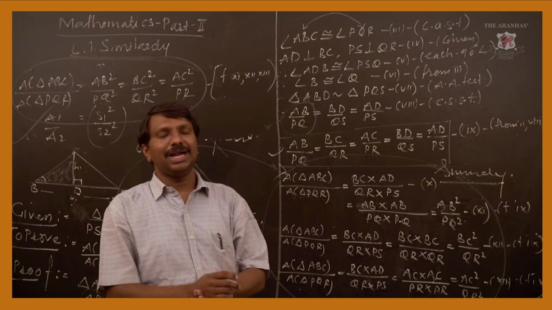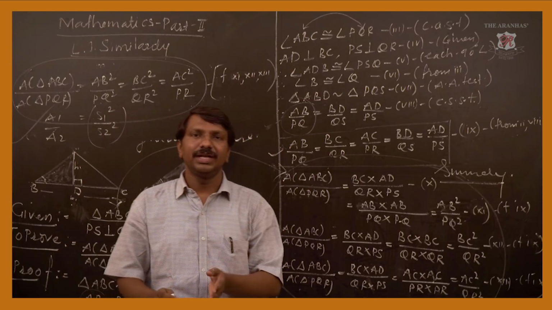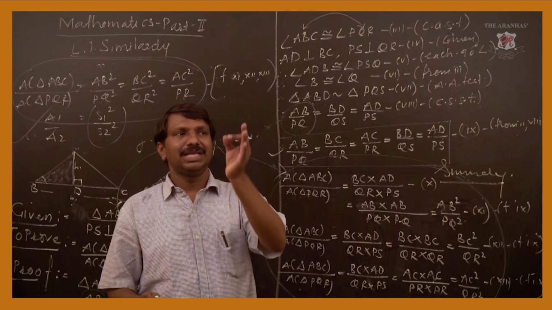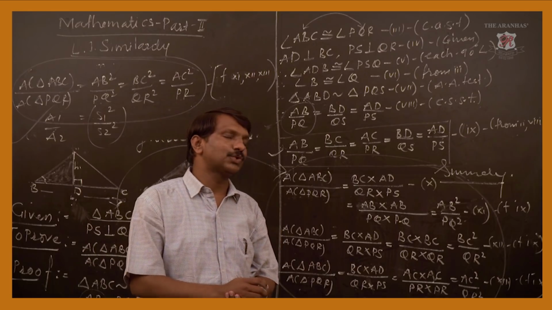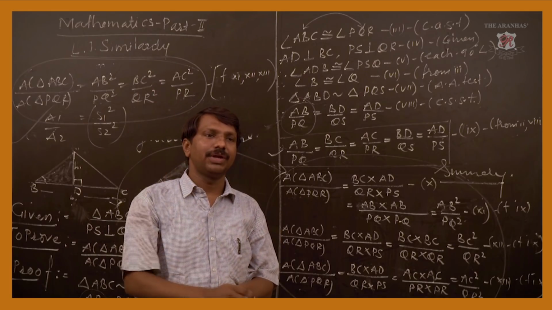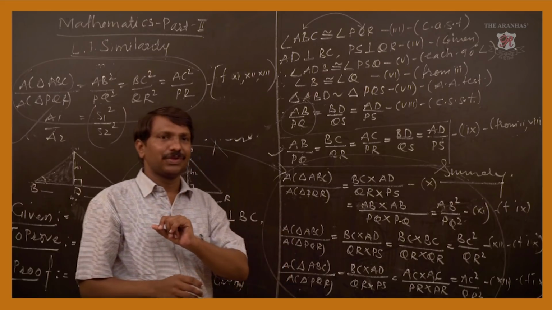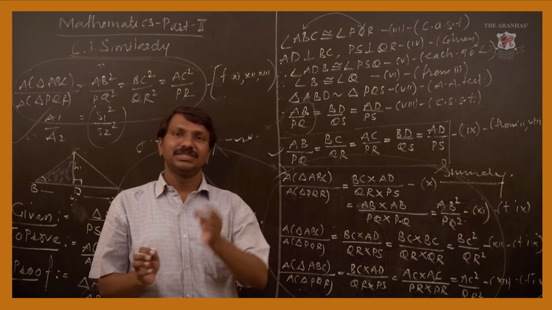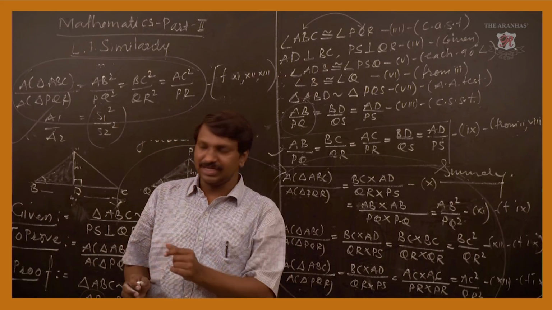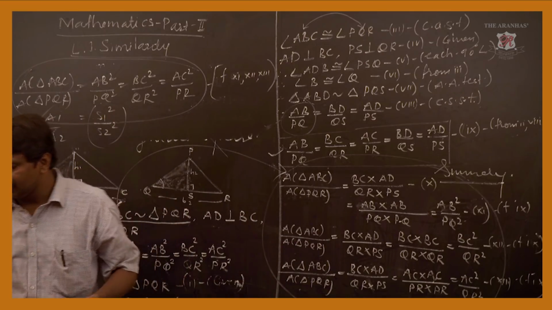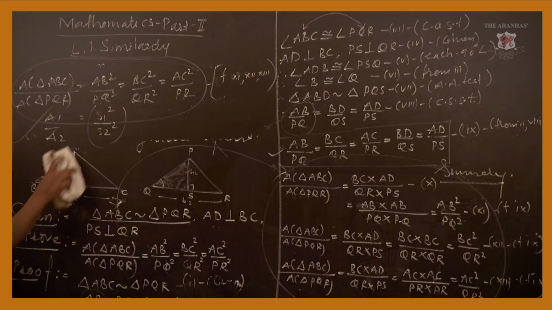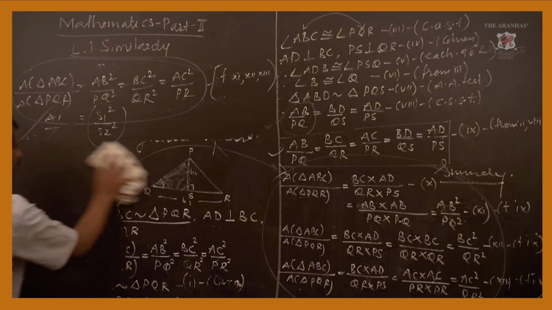According to that theorem, we studied that when two triangles are similar, the ratio of their areas is equal to the squares of their corresponding sides, and we proved it in the previous theorem. The remaining part we will discuss now. Let's see the remaining part that we are going to discuss.